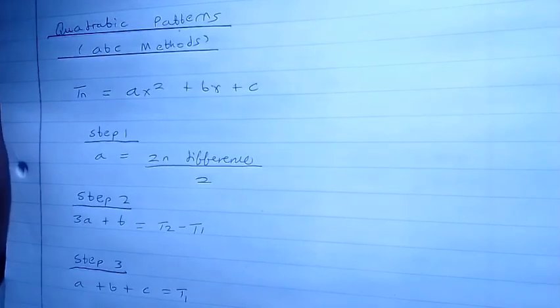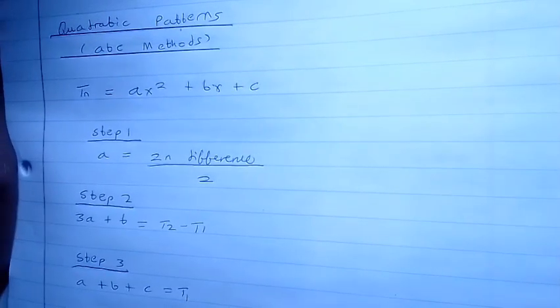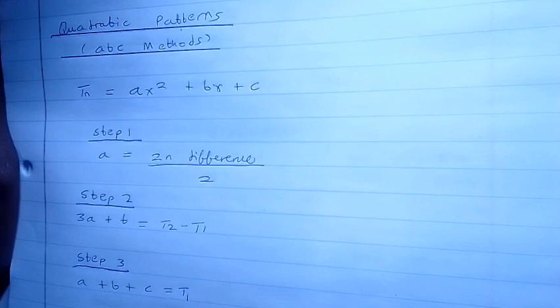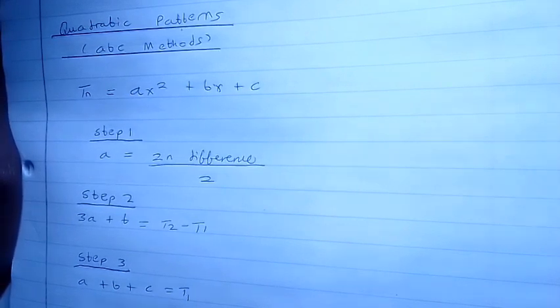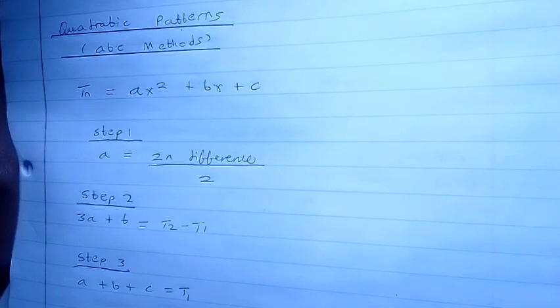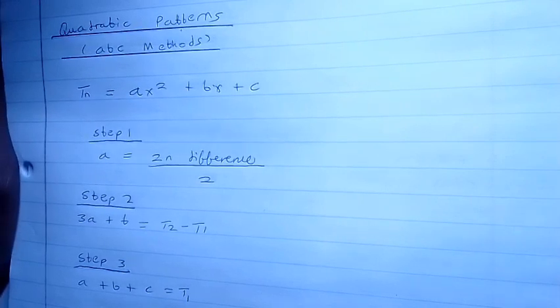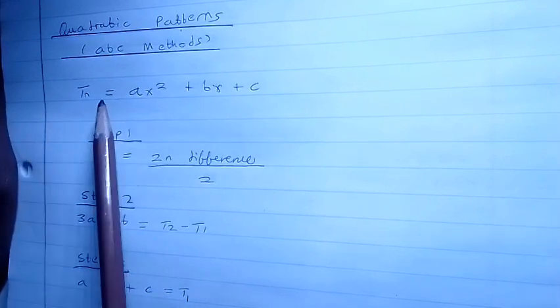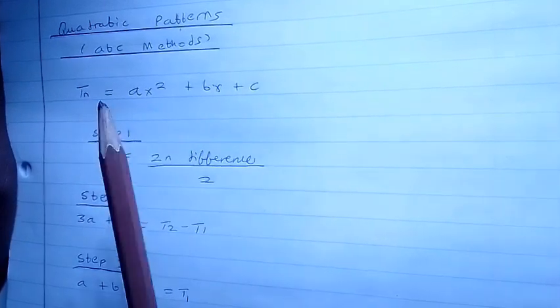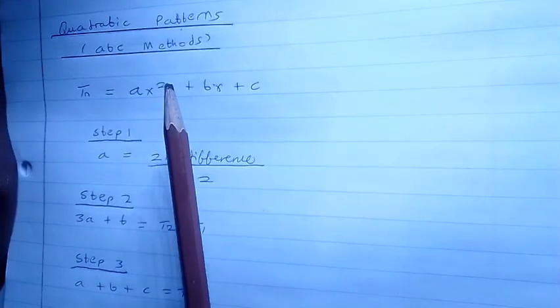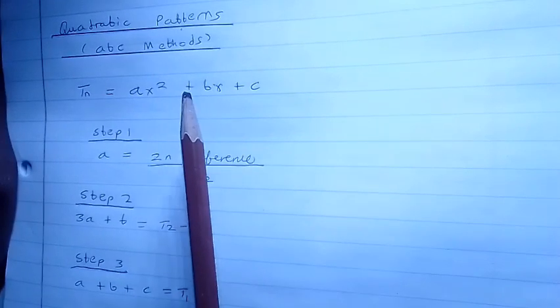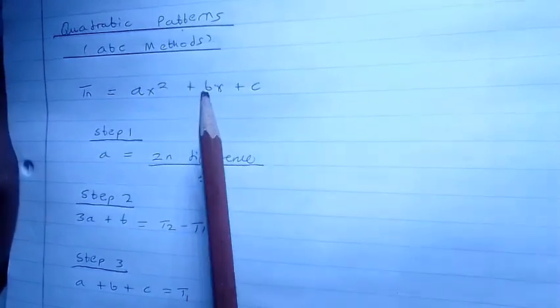So we are now going to move on to the quadratic patterns in terms of number patterns. As you know, there are linear and quadratic number patterns. Quadratic number patterns are quite different from linear patterns. The difference is the formula. So this is the formula: an squared plus bn plus c.